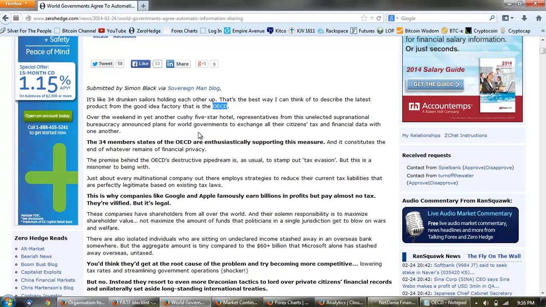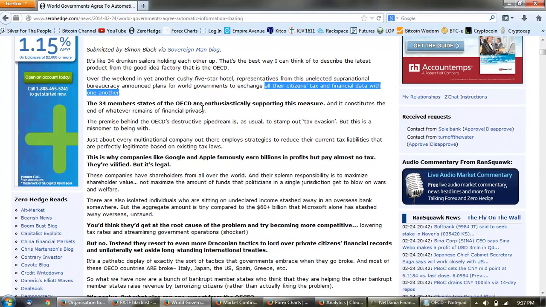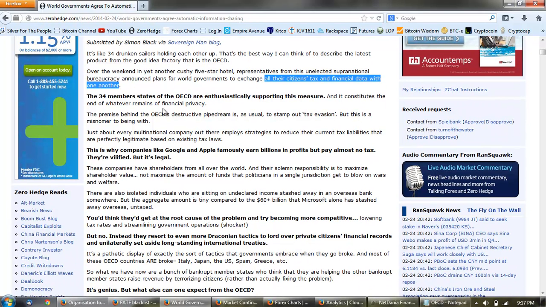Over the weekend, in yet another cushy five-star hotel, representatives from this unelected supranational bureaucracy announced plans for world governments to exchange all their citizens' tax and financial data with one another. The 34 member states of the OECD are enthusiastically supporting this measure, and it constitutes the end of whatever remains of financial privacy.